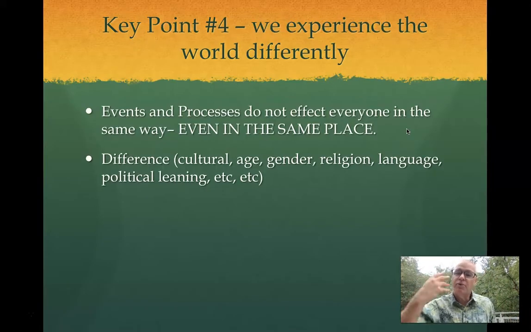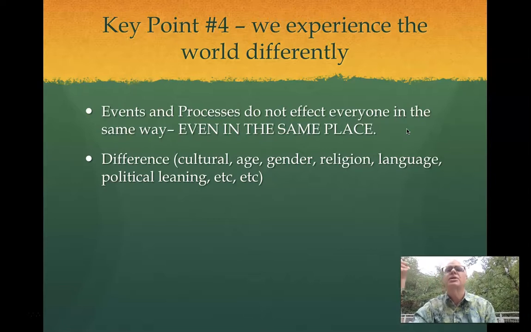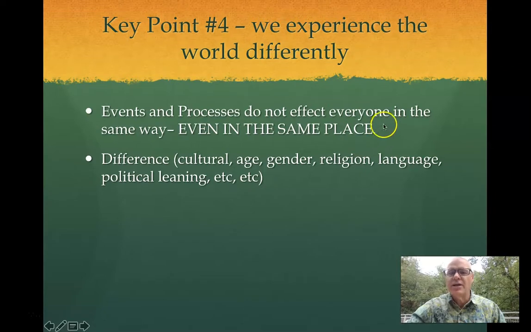Key point number 4, and the final and last one. And this is what we're really going to get into in our in-class discussions. Not only do we need to talk about scale, the extent over which something happens, not only do we have to talk about the idea that places are created in connection and that we can connect these places together into regions, but we must understand that people experience places differently. So events and processes do not affect everyone in the same way, even in the same place.